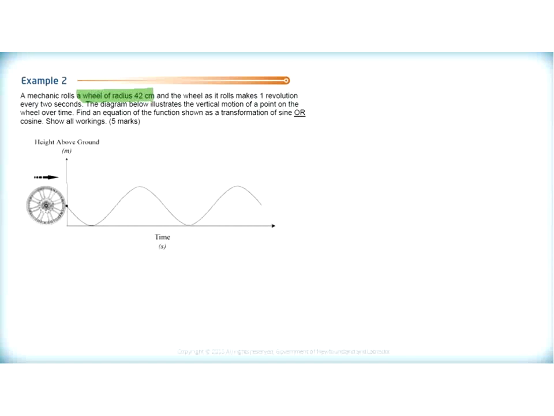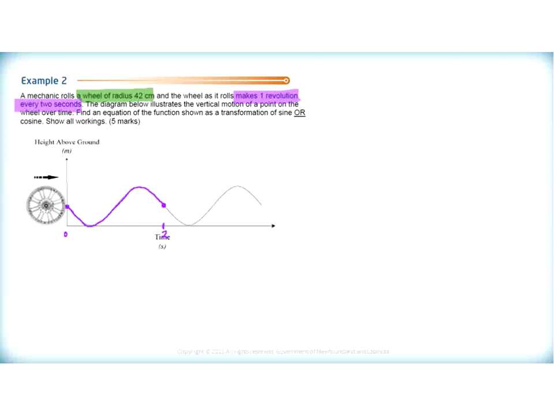has a radius of 42 centimeters, and it makes 1 full revolution every 2 seconds. So to illustrate that in the diagram, we have 1 full revolution. If we begin here at t equals 0, then by the time it gets back to this position again, that time would have to be 2 seconds. This would represent 1 full revolution of that wheel every 2 seconds.